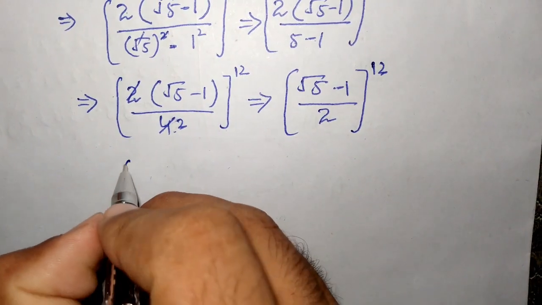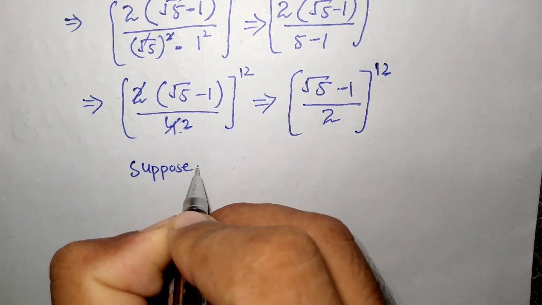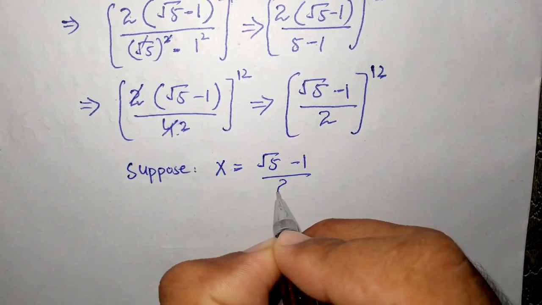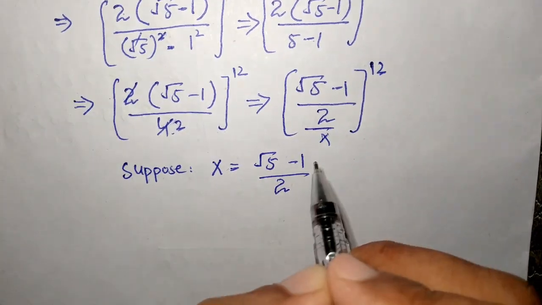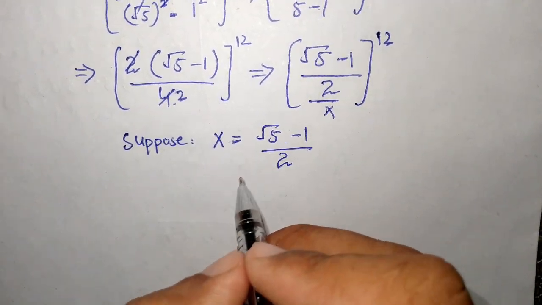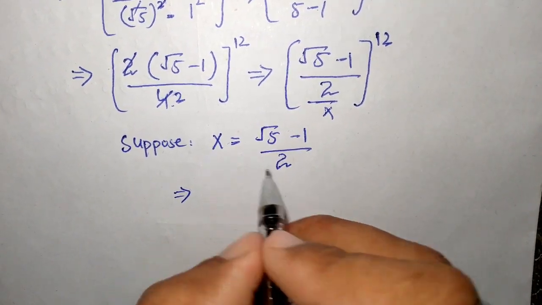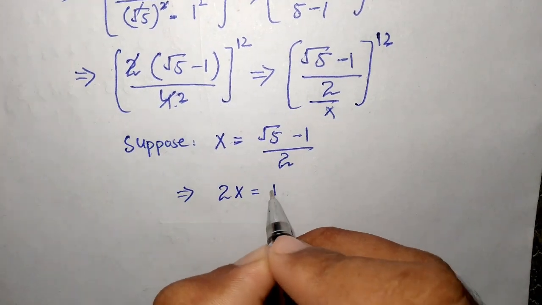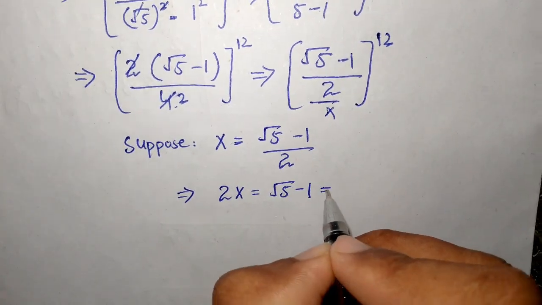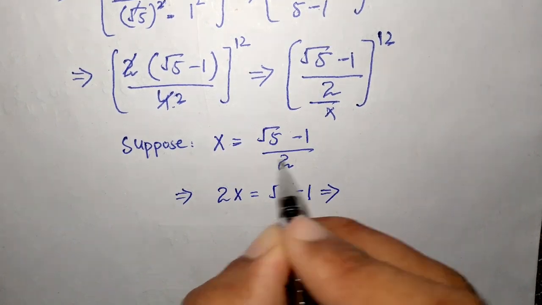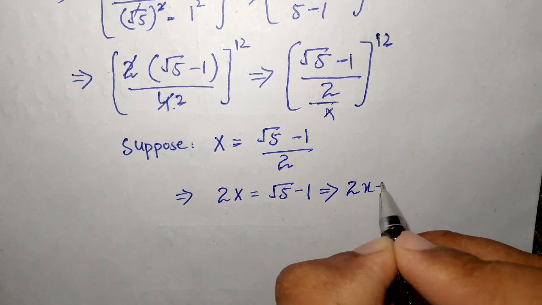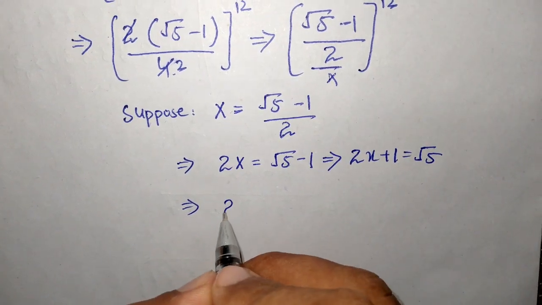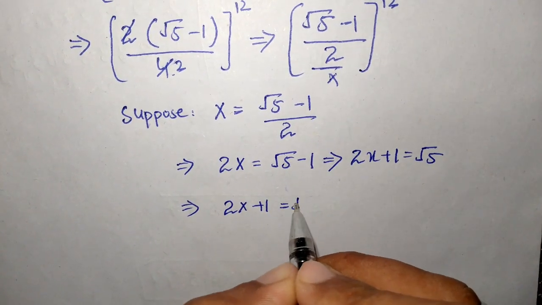Now let's suppose x is equal to the square root of 5 minus 1 over 2. Suppose this is equal to x, so we have to solve this. In the next step, 2 comes here by multiplication, so this becomes 2 times x is equal to the square root of 5 minus 1, and in the next step the 1 comes here, so this becomes 2x plus 1 is equal to the square root of 5.